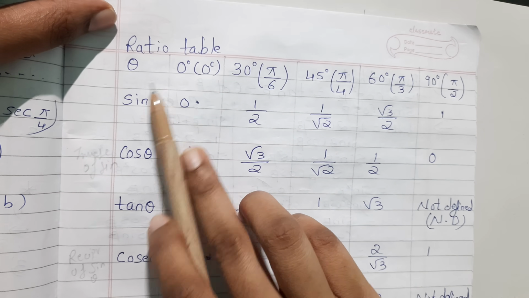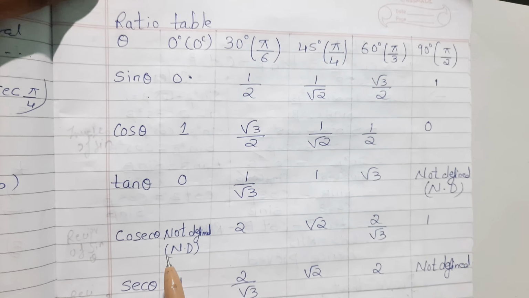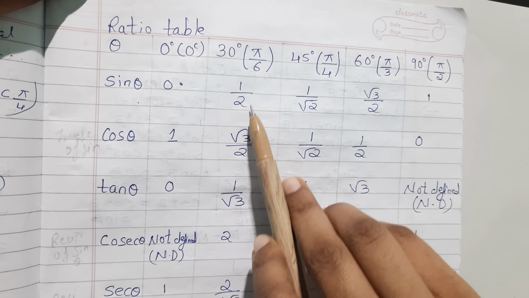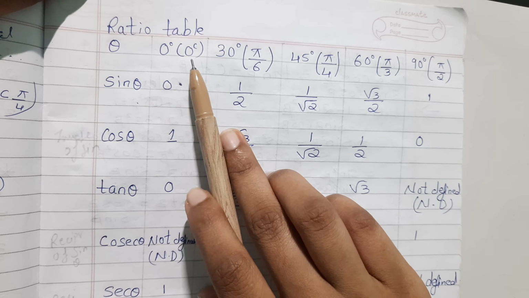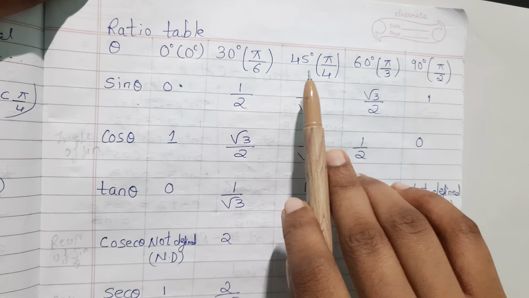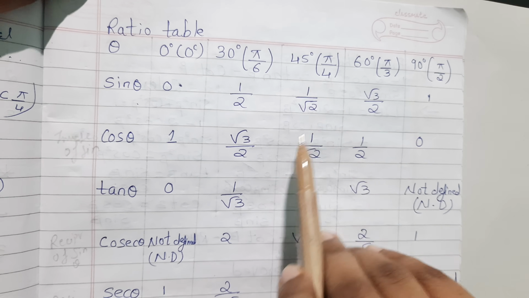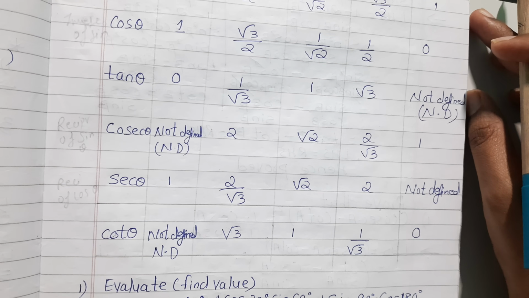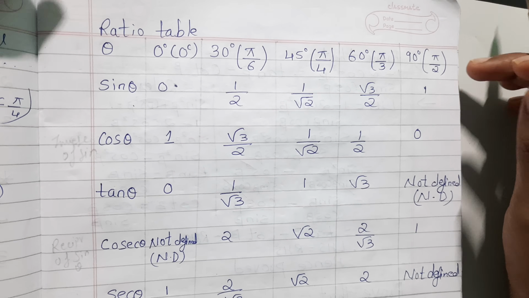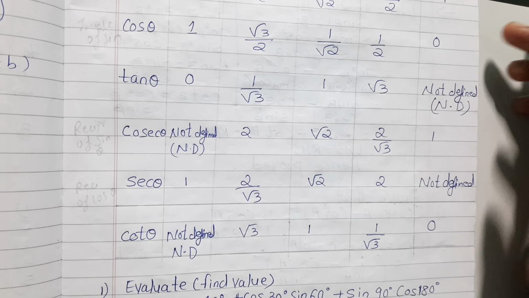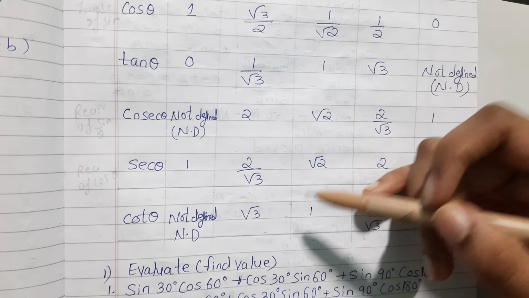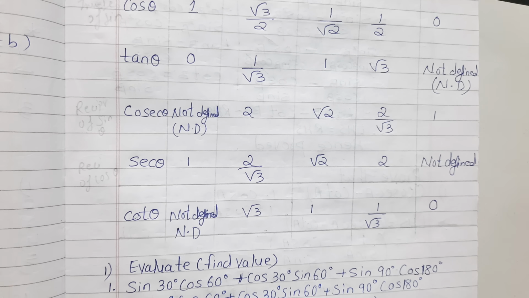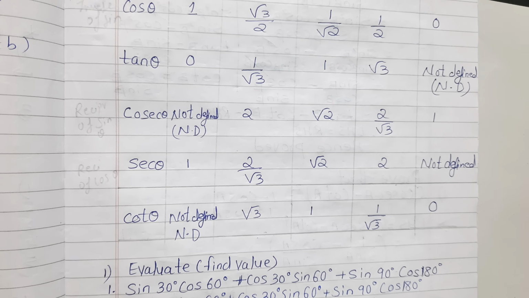See, theta, sin theta, cos theta, tan theta, cosec theta, sec theta, and cot theta are already given. Sine of 0 is 0, sine of 30 is 1 upon 2, sine of 45 and so on. You can just copy these angles and take them down. I have already given this in the previous classes also. Based on this I will be giving you these problems. I will be solving one problem based on this. The link I will provide in the description.